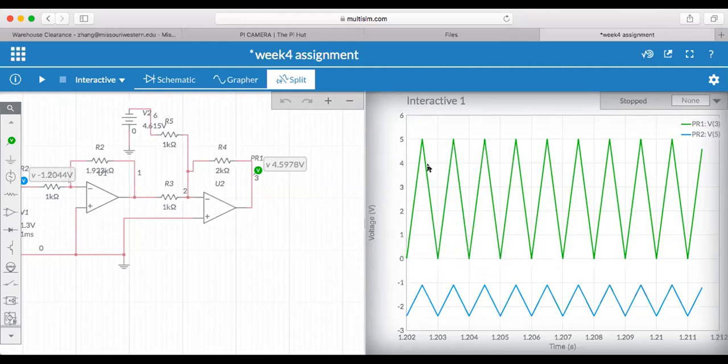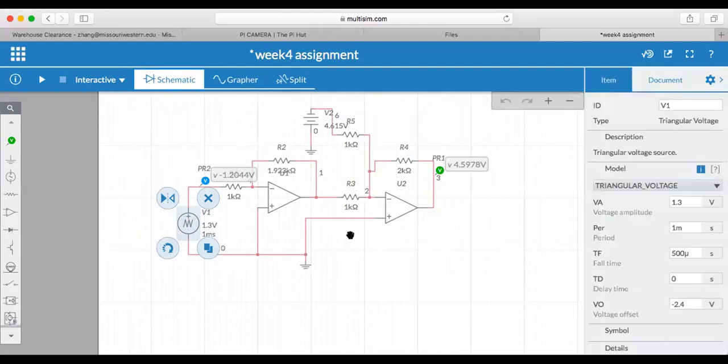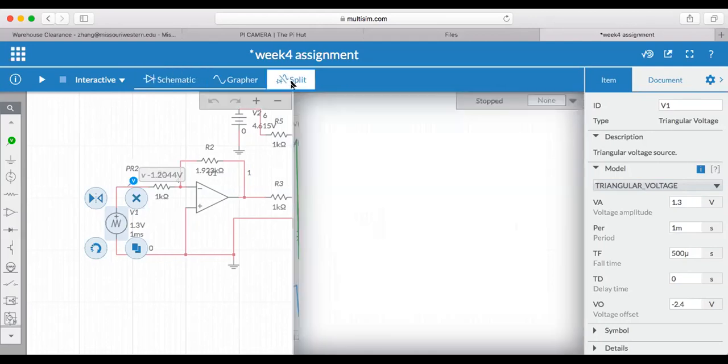So as temperature goes up, temperature goes down, temperature goes up, temperature goes down. This will be my sensor. Temperature goes up, temperature goes down. So this sensor is using a power supply to simulate my sensor. So this is a triangle voltage power supply. You have to change my VA to 1.3, change VO to negative 2.4. So that will simulate this guy.